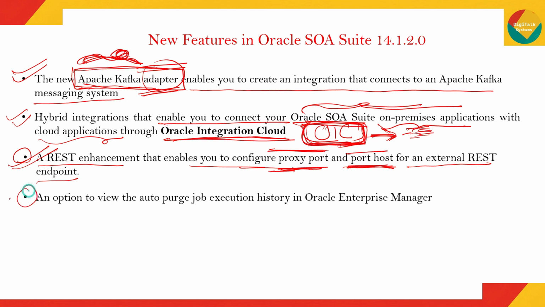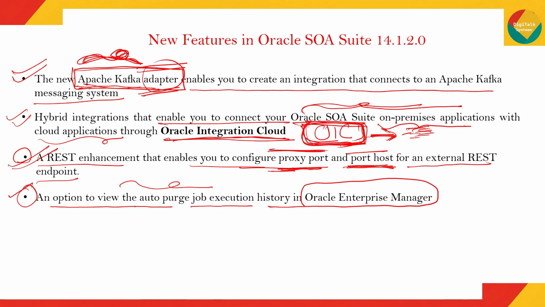Now the fourth major enhancement is an option to view the auto purge job execution history in Oracle Enterprise Manager, right? So we know that in the SOA Suite we can configure the purging job, which is a very important and critical task in the SOA, to purge the database objects from the database tables, okay, which are not required. So for this purging, so far we were dependent on running certain queries in a database to check the status of your purges. So now from 14.12 onwards, we have an option in the console as well, where we can check the execution history of the job. Whatever purge job you have configured, you can check the current status of that particular job.